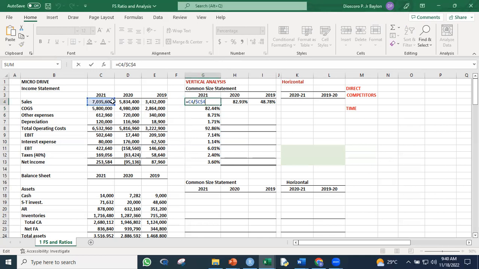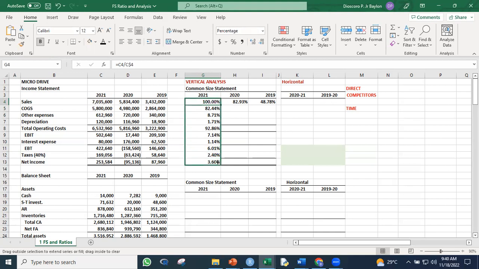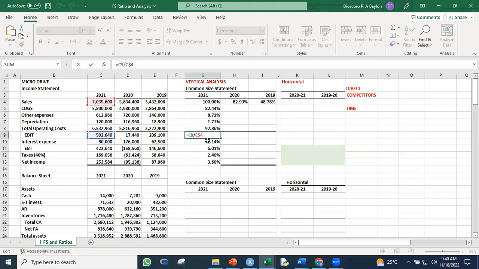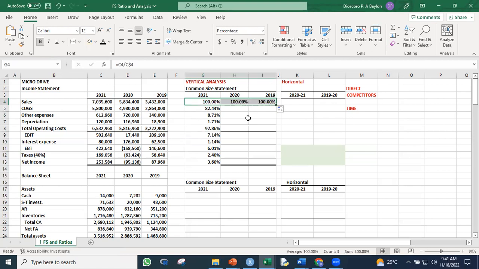We don't want the denominator to move out of row 4, but we want the columns to move. So that we don't fix the column and rather just fix the row. If we do this, copying down will give us the correct result. It will still be under C4. And then when we move this to the right, you now see that the sales for 2020 is now expressed as a percentage. We copied it to the right and then copied it down there.